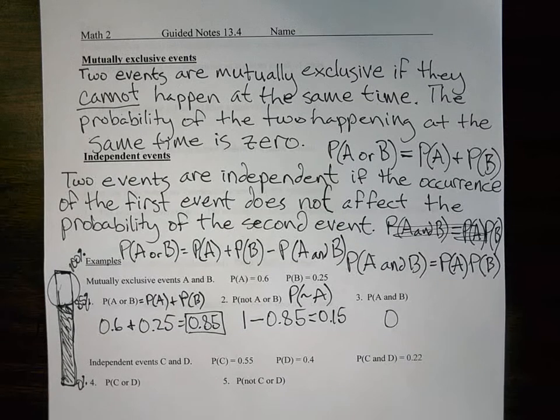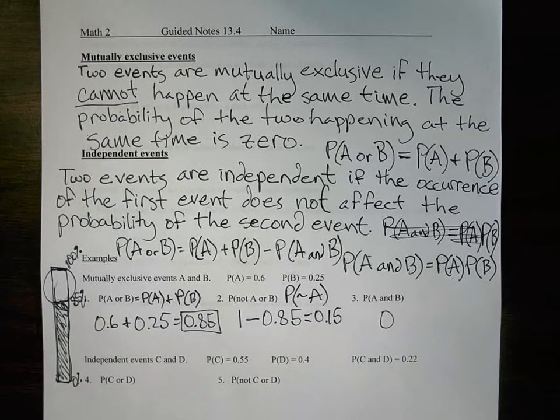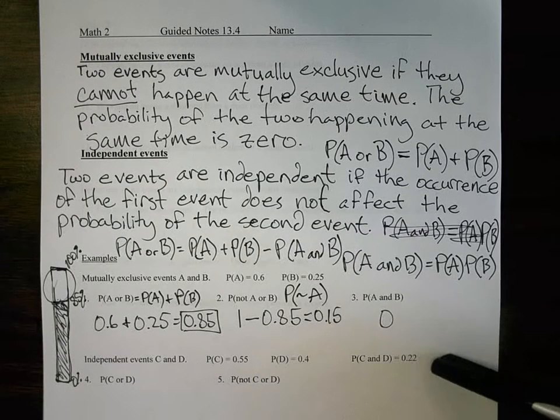Okay, so now we have independent events C and D. So we're going to ignore the mutually exclusive events, and we're going to focus on independent events. And remember, independent events can happen at the same time. So if they ask us for the probability of C and D, we're going to have to answer. Actually, they already gave us the probability there, so 0.22.